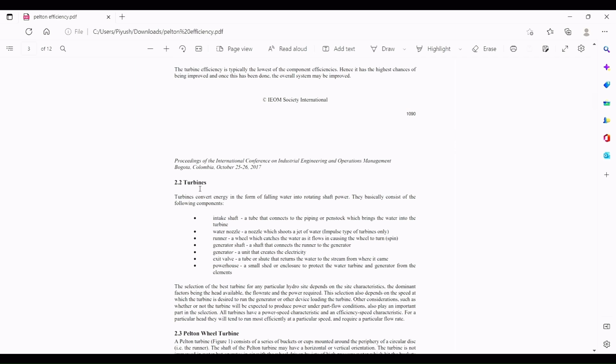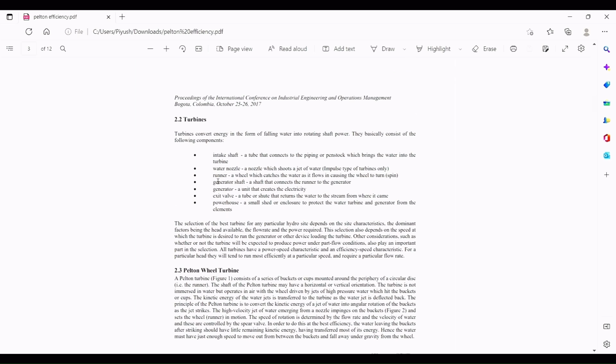Turbines. Turbines convert energy in the form of falling water into rotating shaft power. The head available, the flow rate and the power required are the factors of selection of turbine. Here are some components of the turbines: the intake shaft, the water nozzle, runner, generator shaft, generator, exit valve, powerhouse.